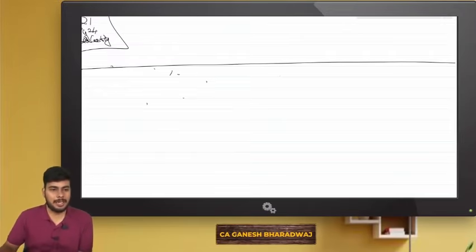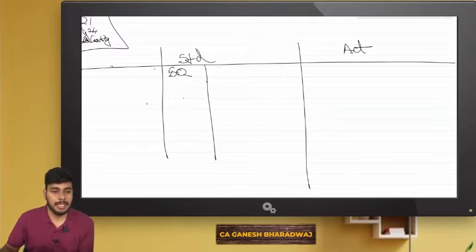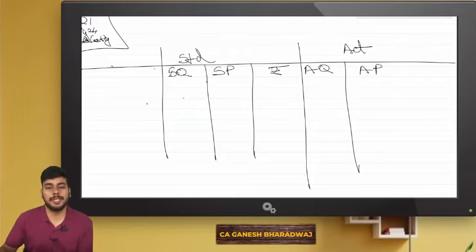let me just have a tabular column here saying standard and actuals. Here, first I will have standard quantity, standard price, amount. Actual quantity, actual price, amount.